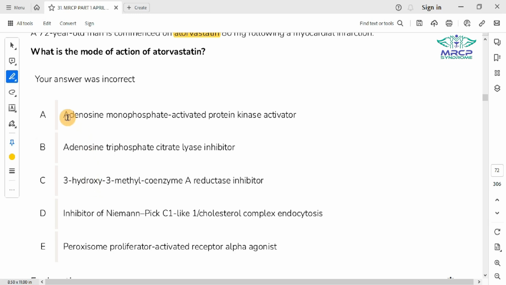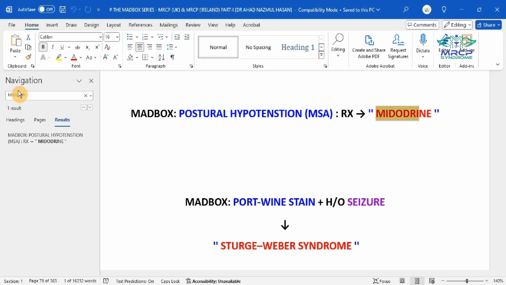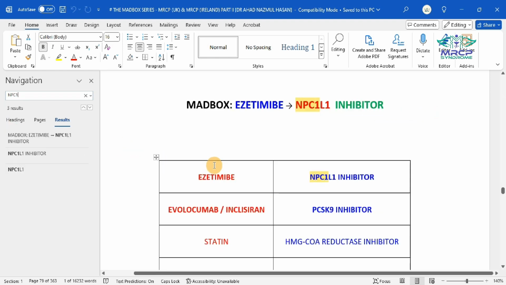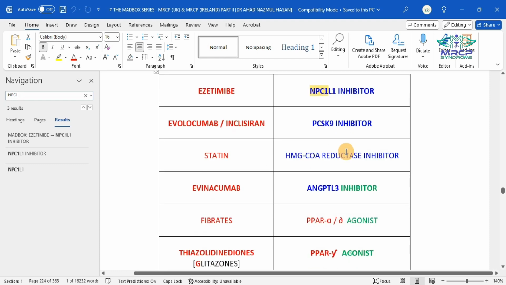Which one is the adenosine monophosphate activated protein kinase, AMPK, activator? Metformin. And which one is the NPC1L1 inhibitor? Ezetimibe. So ezetimibe is the NPC1L1 inhibitor.